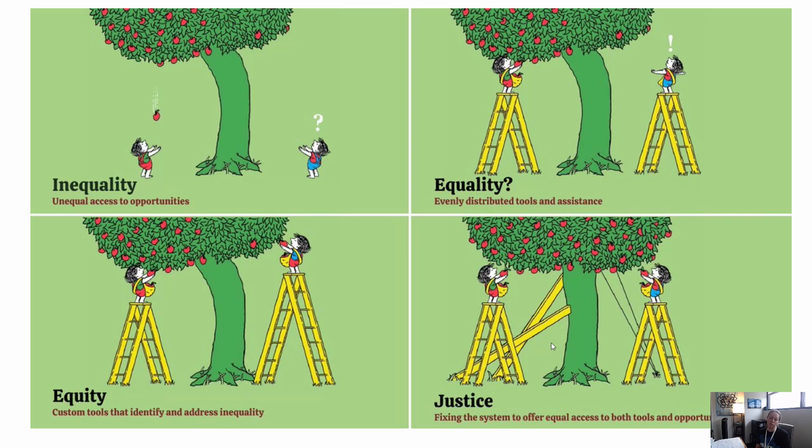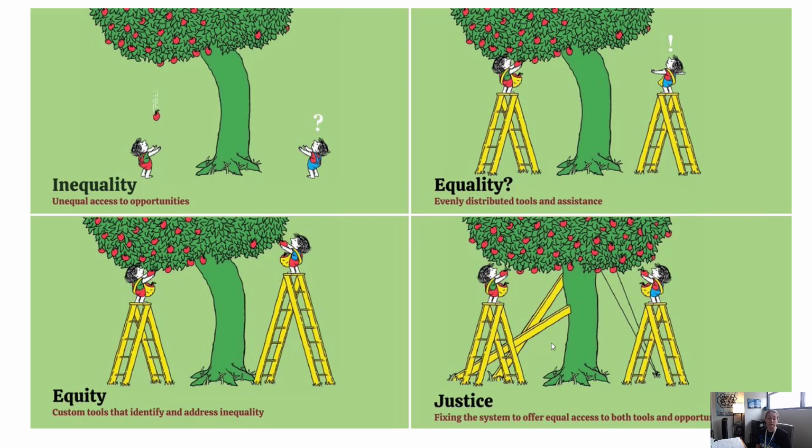Now, equity is what we're shooting for. Equity is providing custom tools that will identify and address inequality. We are giving both of those students there a ladder, but we're giving the one on the right-hand side a little bit taller ladder so they can both reach their end goal, so they can both get the apple. Now, justice is what we would hope for. Justice is fixing the system. So notice what they've done here is they fixed the tree. Now, once we fix the system, then we can give both students equal tools, so equal ladders, to be able to reach the top of the tree.